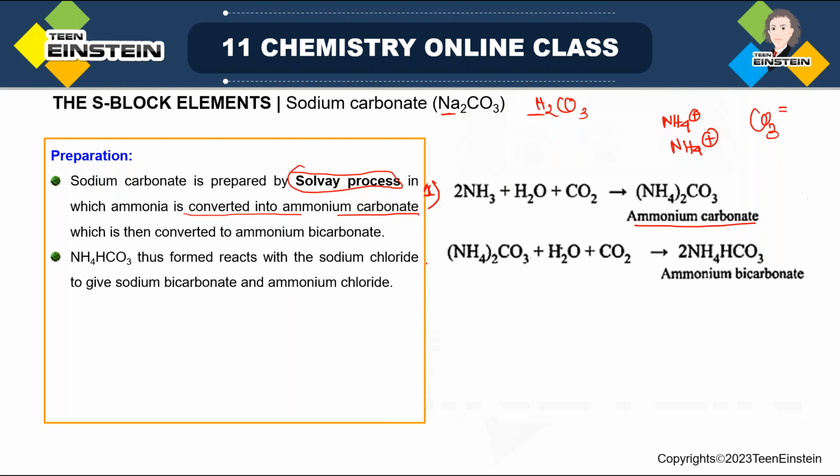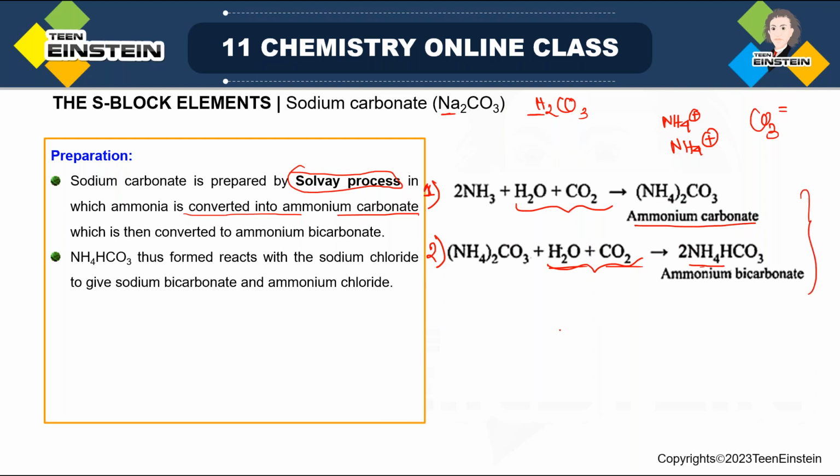Now this ammonium carbonate, in the second step, we are further treating it with H2O and CO2. This part is the same. Now you are getting ammonium bicarbonate. See, it is just like sodium bicarbonate, only instead of Na we have NH4. Now sometimes in some books you can find that directly ammonia, water, CO2 will be on the left hand side of the reaction, and ammonium bicarbonate will be on the right hand side of the reaction. That is what I am trying to say.